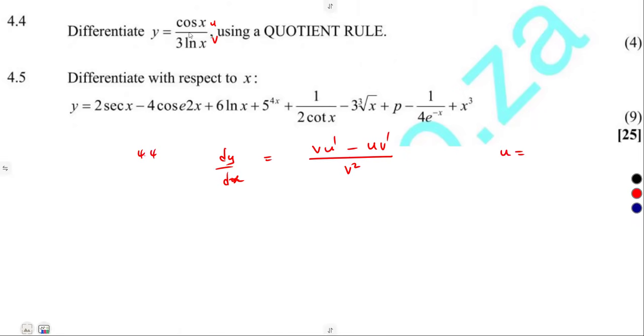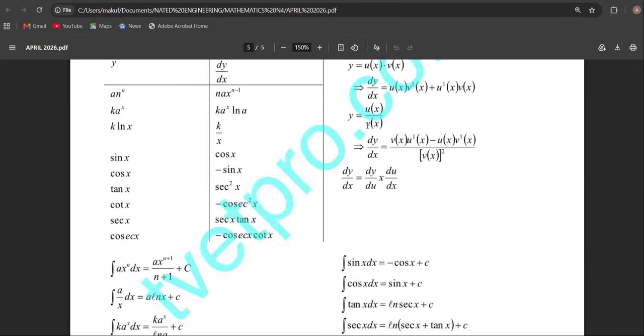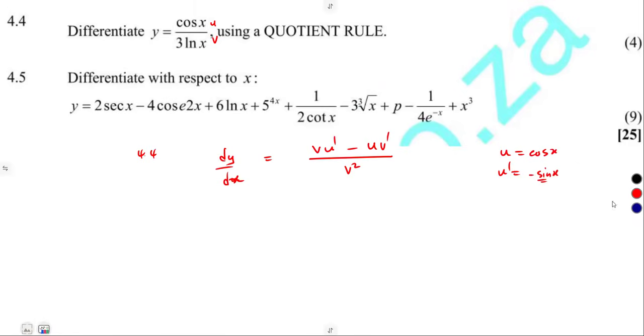So our u is the numerator, the cos of x. So its derivative is negative sin. Remember from your formula sheet, the derivative of a cos is going to give us what? Is going to give us a negative sin from here. So that is what you're going to simply need from that. That's negative sin. And our v is 3 ln of x, and the derivative of a ln is 1 over x. So it's going to be 3 over x, right?